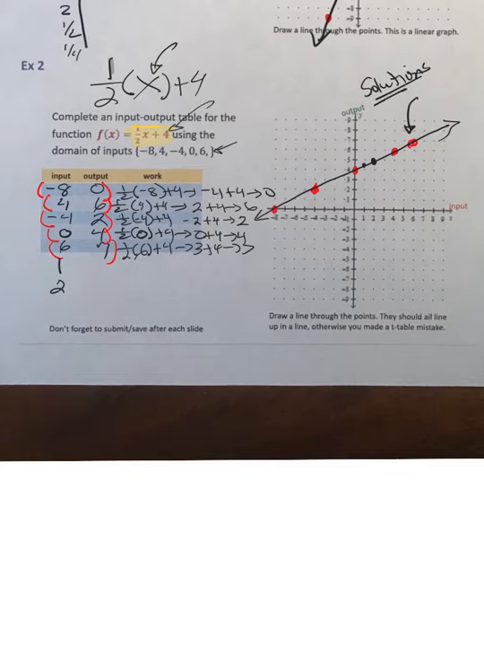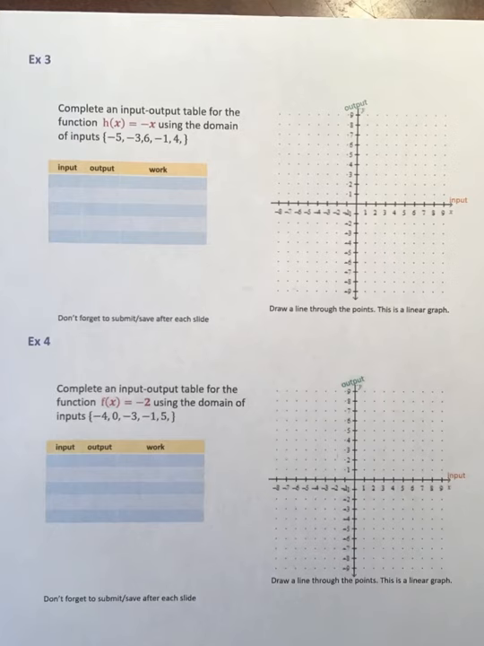Okay, so let's look at another example. In this example, it's the H machine. So remember, the H is just describing what type of function. So this doesn't mean H times X. It just means H of X. So H is the kind of machine. And the rule is -1 times the input.